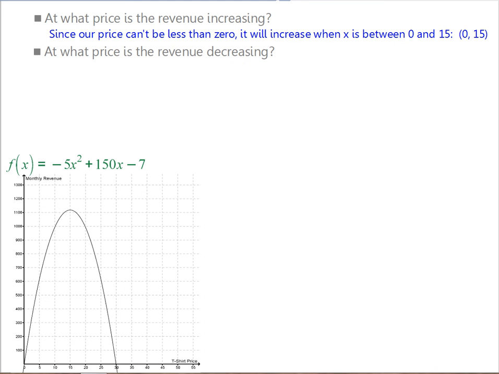At what prices is the revenue decreasing? We don't want our revenue to go down. So what this means is maybe $25 per t-shirt is too much, and fewer people would buy those t-shirts. And even fewer would buy it if they were $30, right? That's too much money to sell the t-shirts for. So everything from $15 to $30 makes our revenue go down. So from 15 to 30 is where our revenue is decreasing.